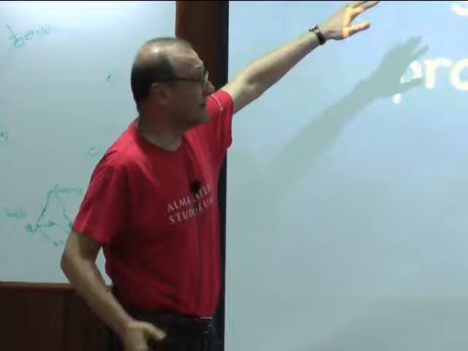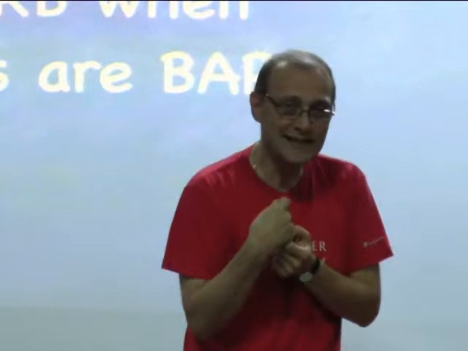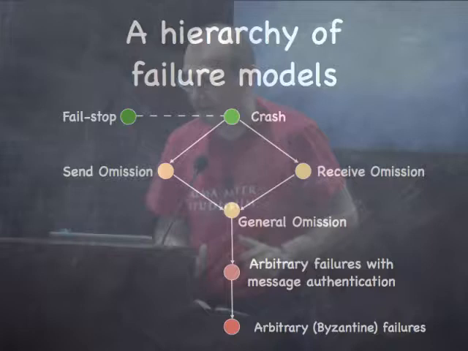Here, message authentication doesn't simply mean that if I send a message to you, then you know that it's coming from me. It means that you will actually be able to convince somebody else that the message came from me. So we are using something akin to signatures, okay, when we send messages. In fact, you have seen this discussion about hierarchies of failure models.